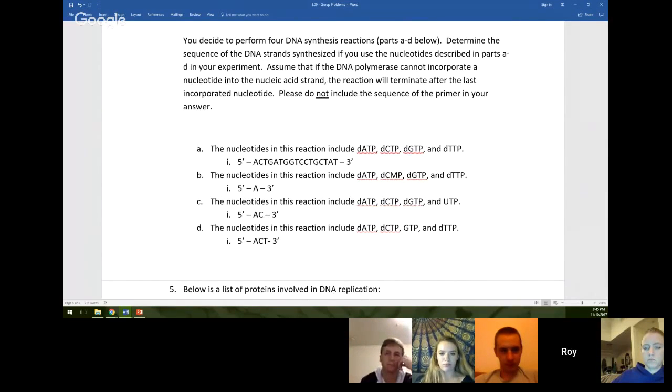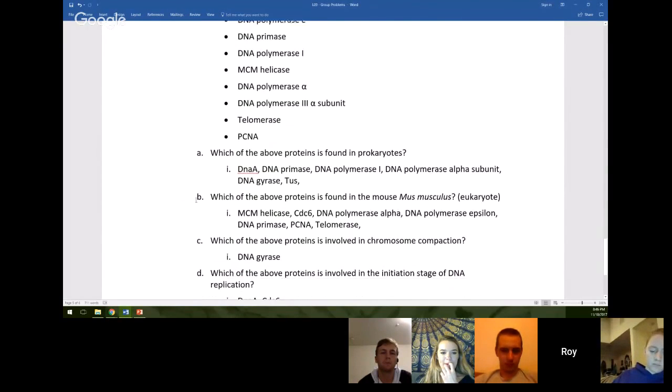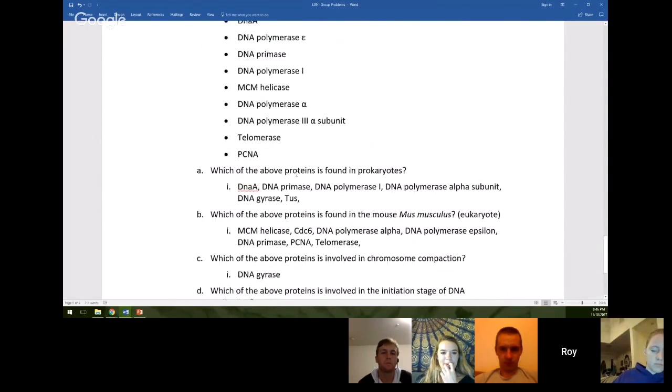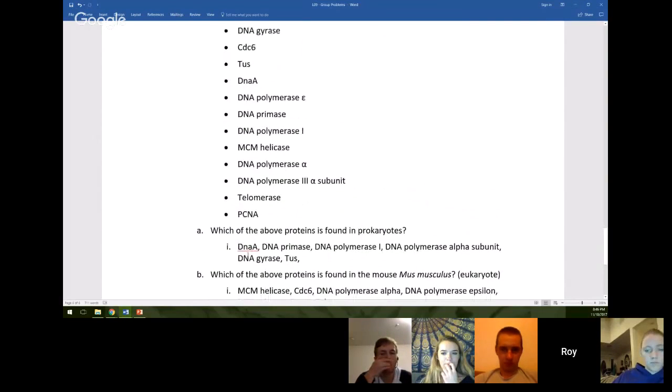Yeah, which then brings it to me. I got number 5, and pretty much how number 5 goes, they give you a list of proteins involved in replication, and so they're listed here. And then it asks you questions and tells you to pretty much, of this list of proteins, figure out what goes where in the questions they ask. And so the first one is just asking which ones are found in prokaryotes. And so you have to go through and look through.